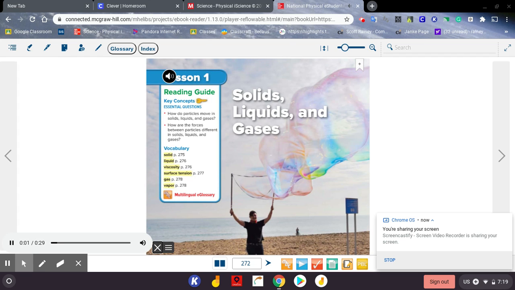Lesson 1. Solids, Liquids, and Gases. Reading Guide. Key Concepts. Essential Questions. How do particles move in solids, liquids, and gases? How are the forces between particles different in solids, liquids, and gases? Vocabulary. Solid. Liquid. Viscosity. Surface tension. Gas. Vapor.